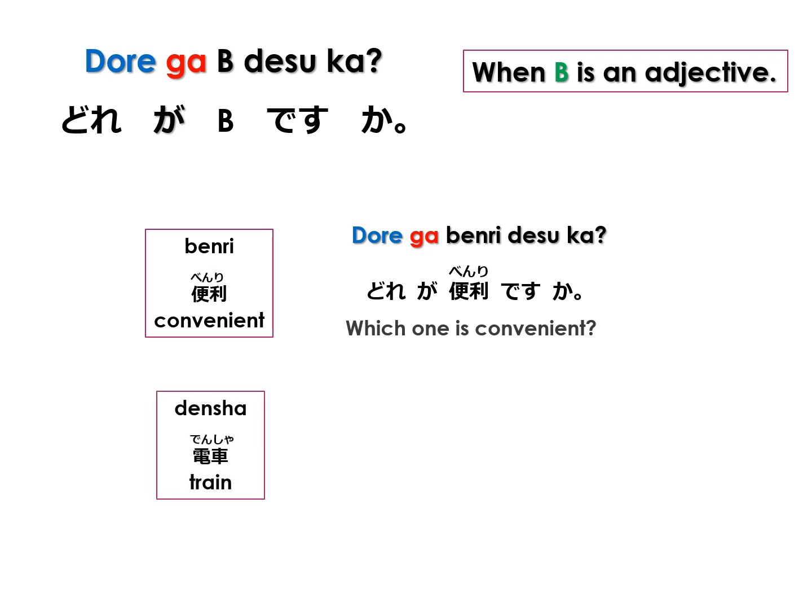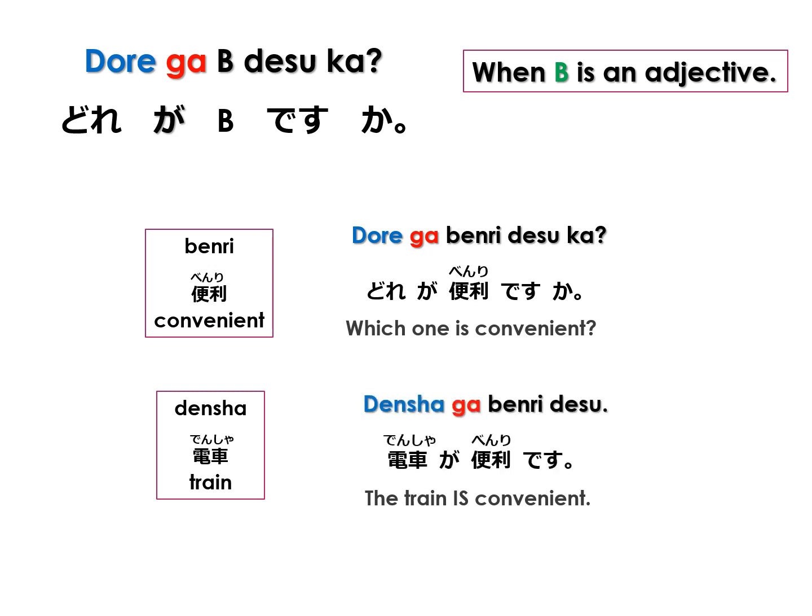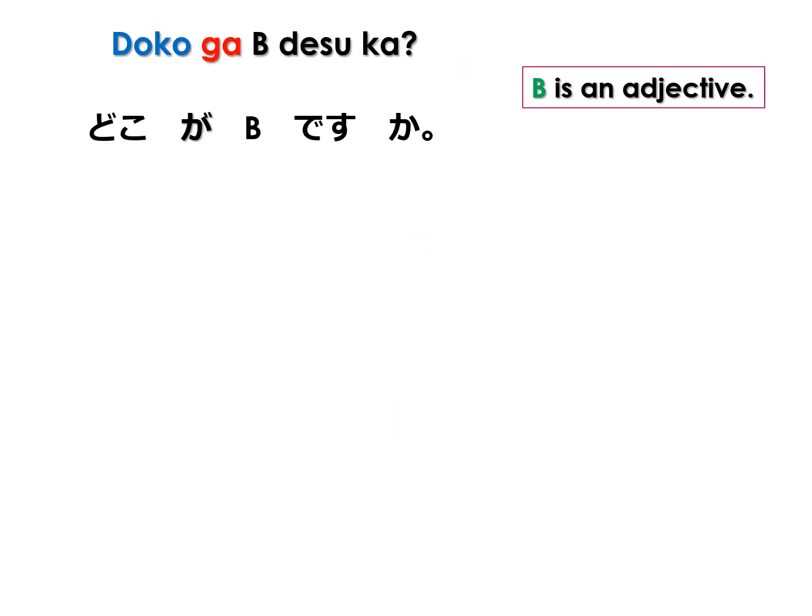Let's say the train or densha is the one that's convenient. How would you say this in Japanese? That's right. Densha ga benri desu.